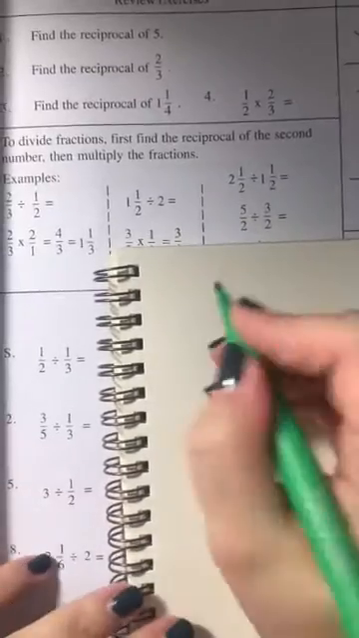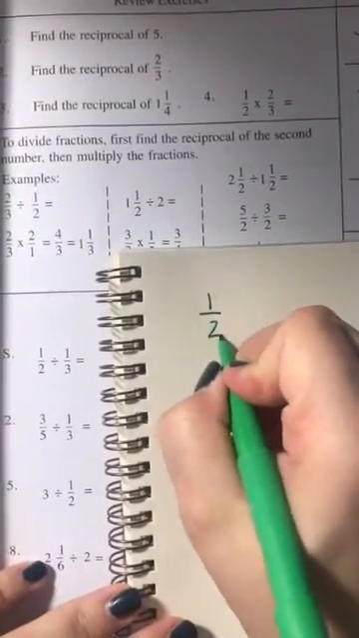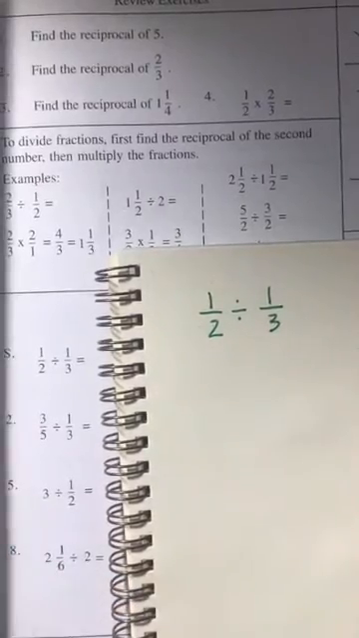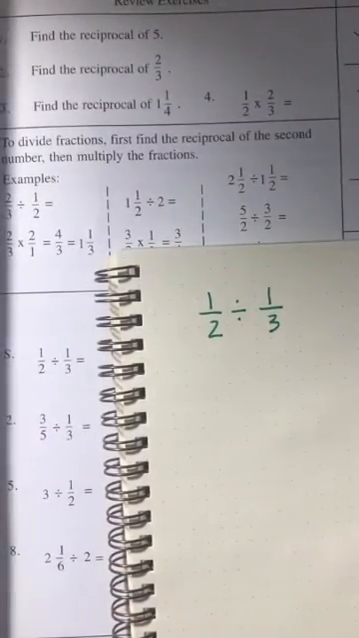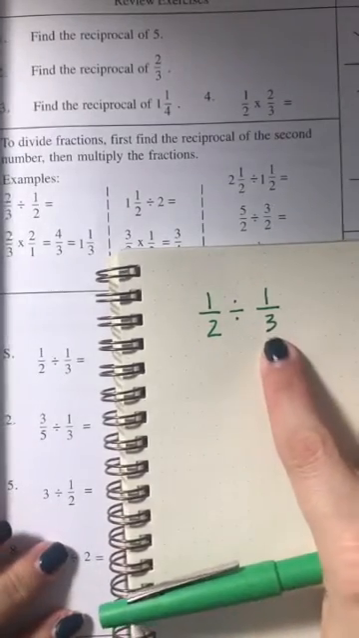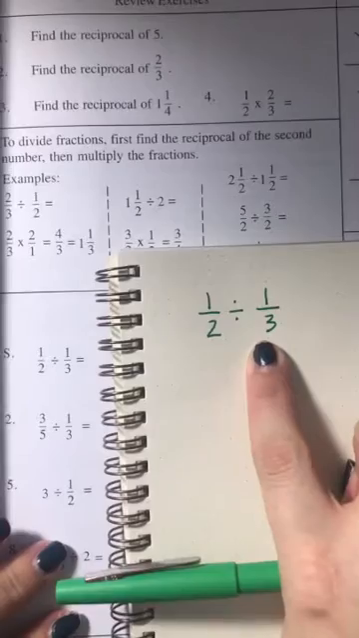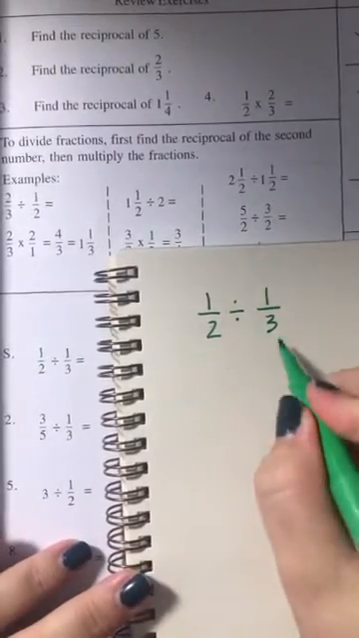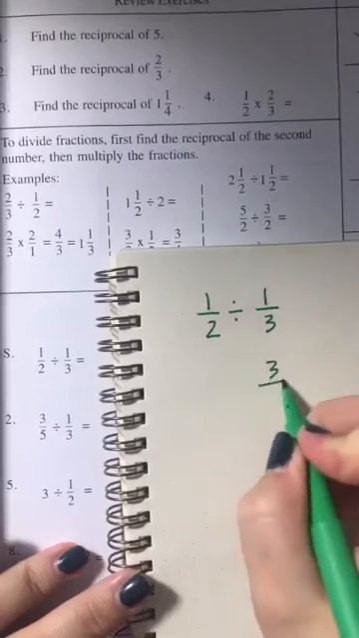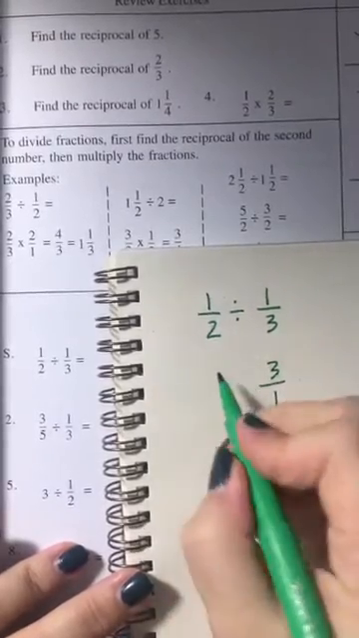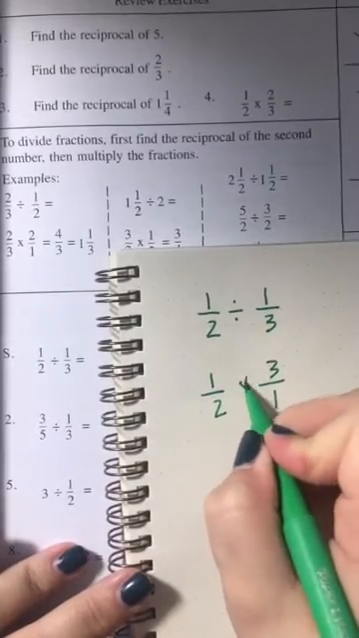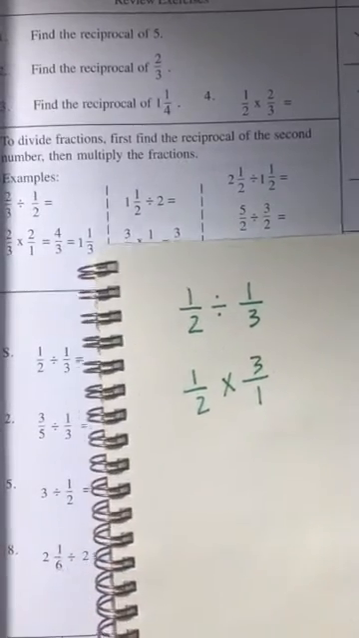Here we have 1/2 divided by 1/3. So we're just going to follow the directions step by step. Step 1, we find the reciprocal of the second fraction. So what we're going to do is flip this. Instead of 1/3, we have 3/1. We bring down our first fraction, and now we multiply.